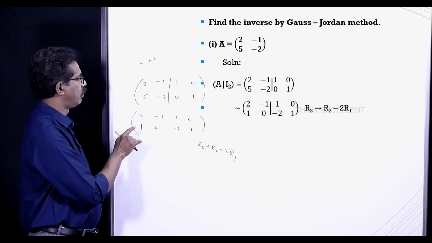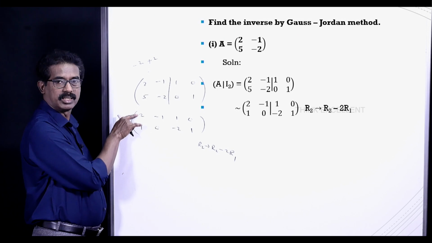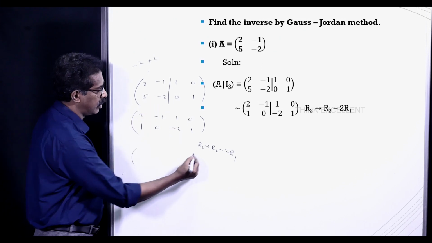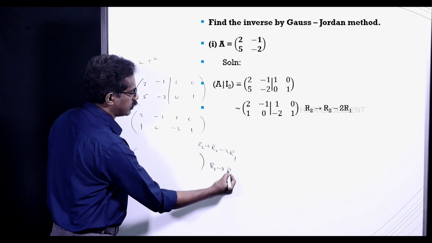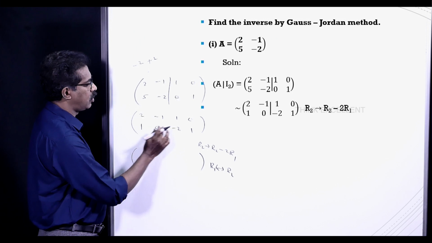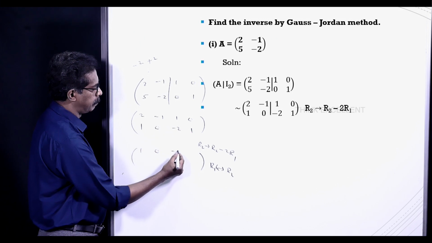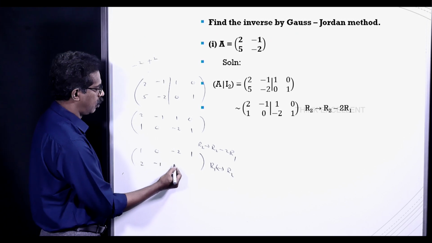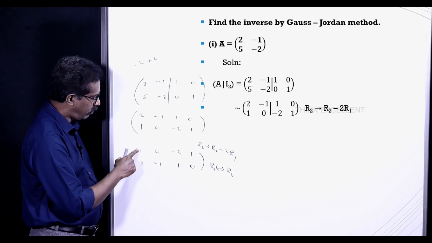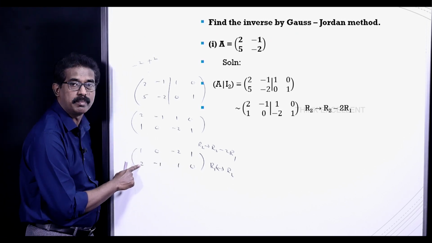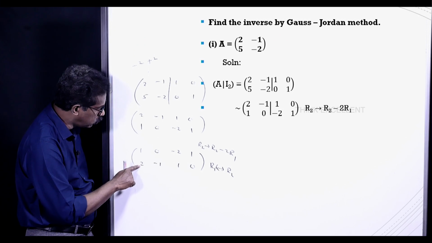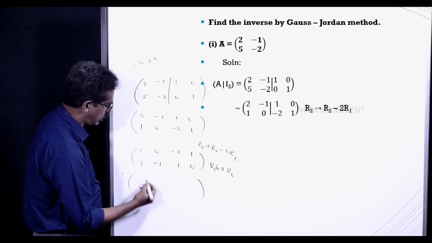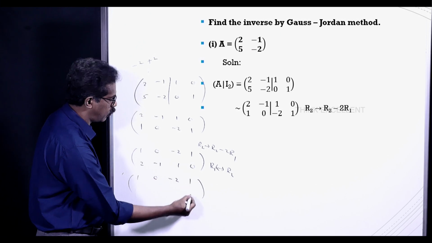First row, now we want 1 here, right? So next what you can do? Interchange first row and second row. Interchanging first row, second row. So 1 0 minus 2 1. This is right below. 2 minus 1 1 0. First row, first element 1. Below that we want to make 0. How can you make 0? 2 minus 2. So first row write as it is, 1 0 minus 2 1.